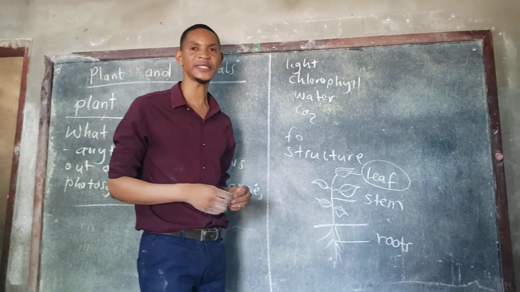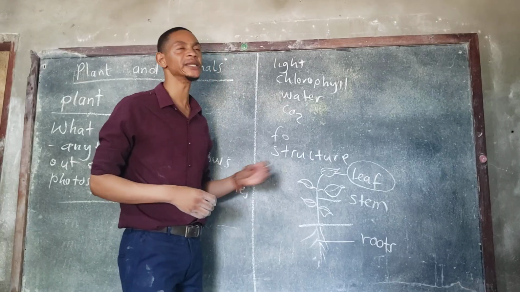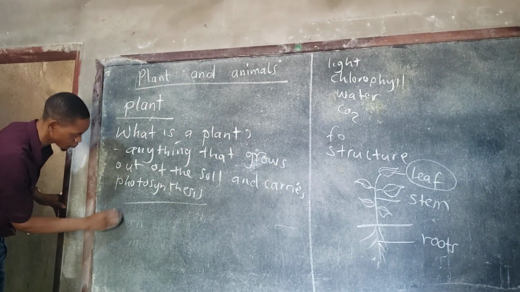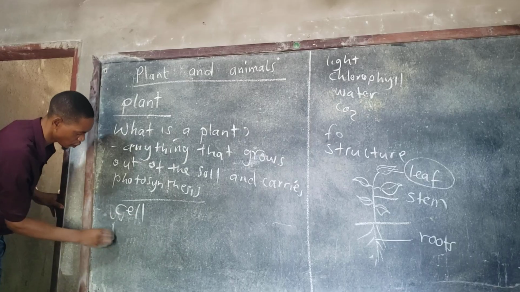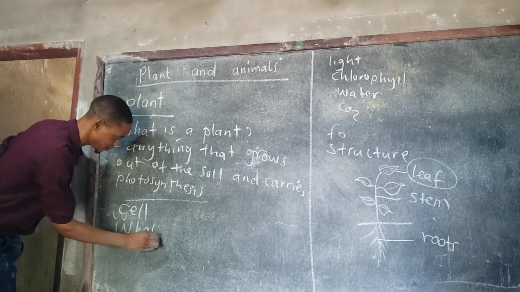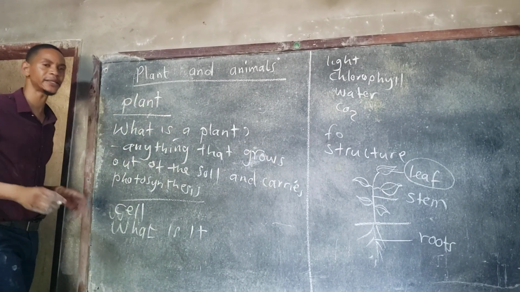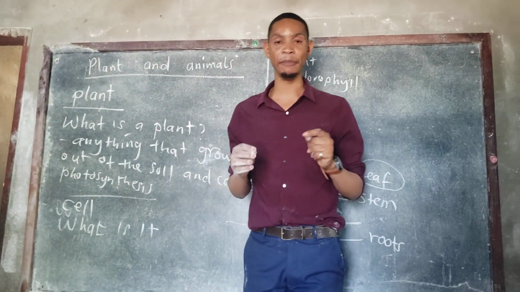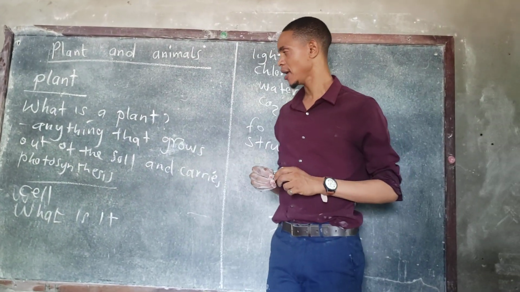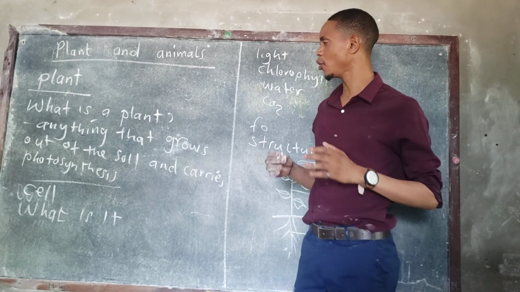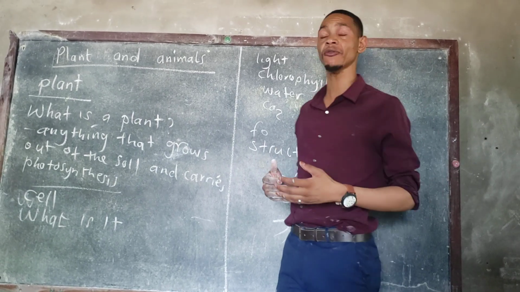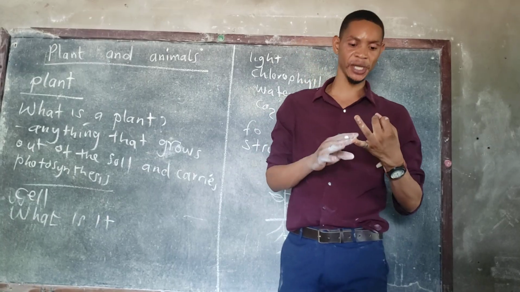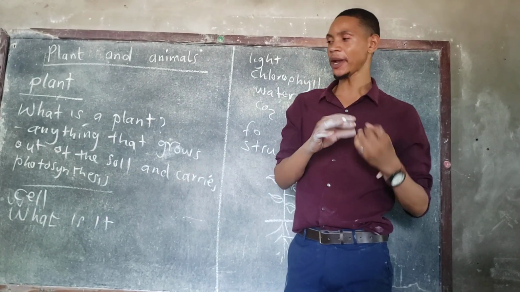So that will be my first lesson. I'll be talking about a cell. What is a cell? A cell is a basic unit of a living thing. Now, what does a cell look like? What is the structure of a cell? So I'll teach you two types of cell: an animal cell and a plant cell.